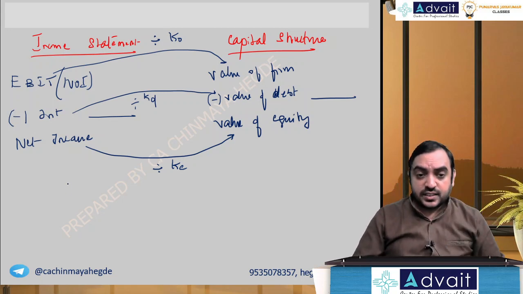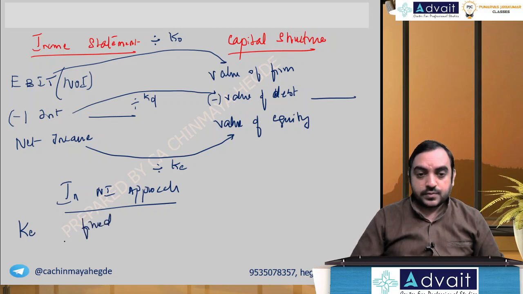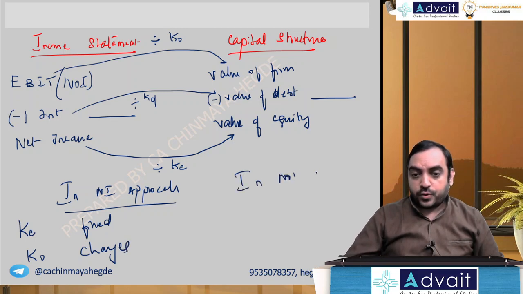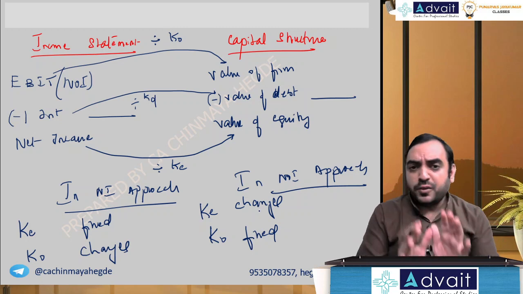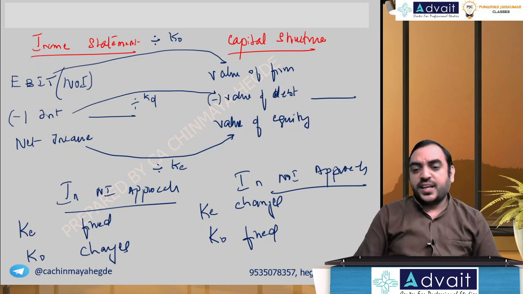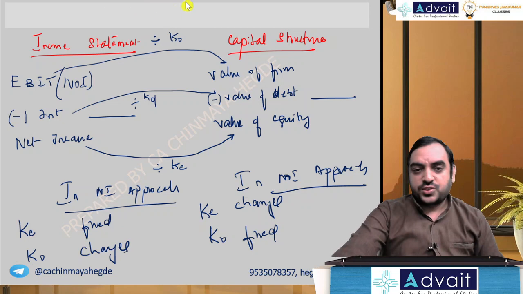The only difference is this. In the net income approach, the cost of equity is fixed and the overall cost of capital changes. Whereas in the net operating income approach, the overall cost of capital, that is KO, is fixed, but the cost of equity changes. You can write down the simple format based on which we'll do problems. If you have any doubts, you can ask.